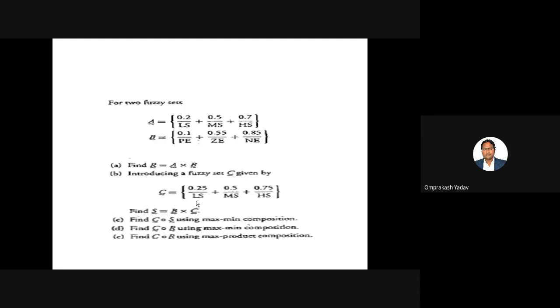Then C part: find C o S using max-min composition. Then D part: find C o R using max-min composition. Then the last one is find C o R using max product composition.